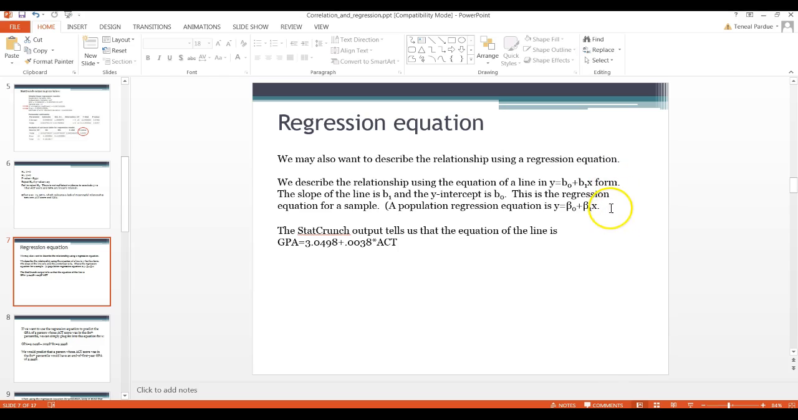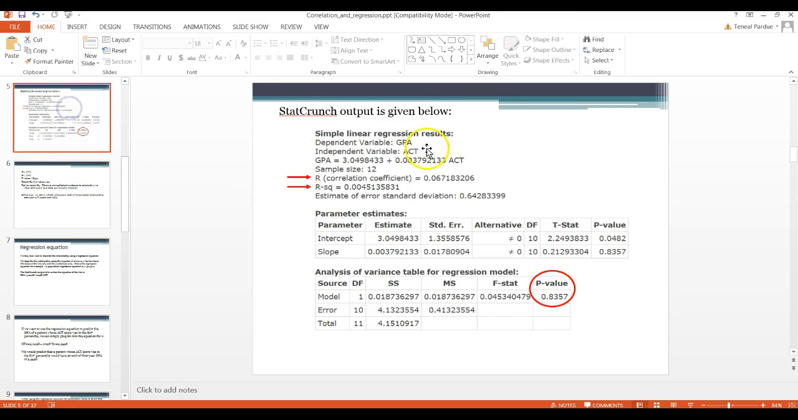That's for the sample. If we wanted to do a population, we could describe that as beta naught plus beta 1x. That's not so important. But if you look at the StatCrunch output, it tells us that the equation of the line is GPA is 3.0498 plus 0.0038 times a person's ACT score. I'll point out here that these values are also in this table. When we get to SPSS in a minute, SPSS won't give you this part up here, it'll just give you the table. So we would get that from saying the intercept is 3.0498 plus 0.0038 times whatever your variable is. And that's the equation.